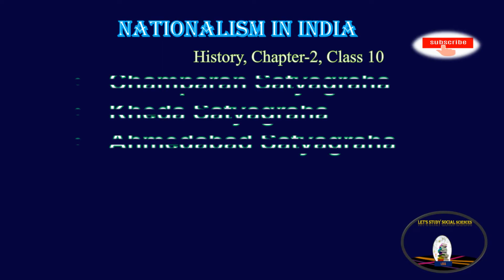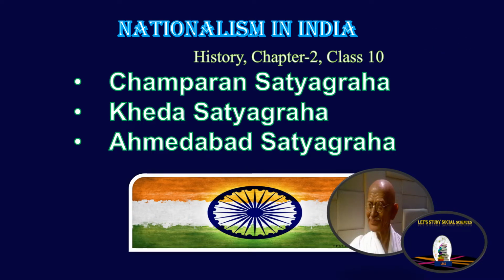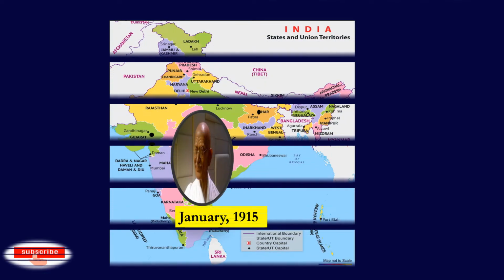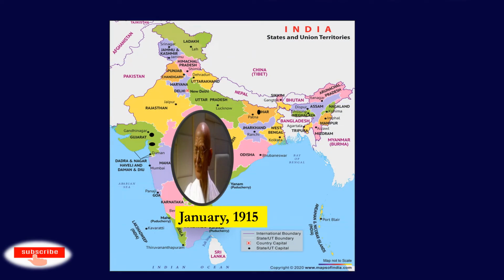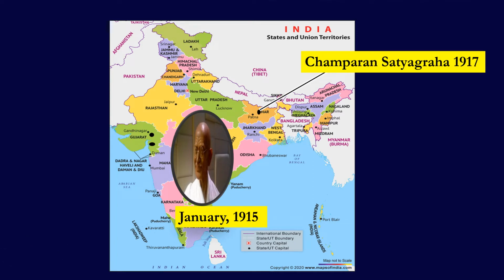In this video, we will talk about three Satyagrahi movements organized by Mahatma Gandhi in India. Mahatma Gandhi returned to India in January 1915 from South Africa. After arriving, Gandhiji organized the Satyagraha movements in many places in India. First in 1917 at Champaran in Bihar.